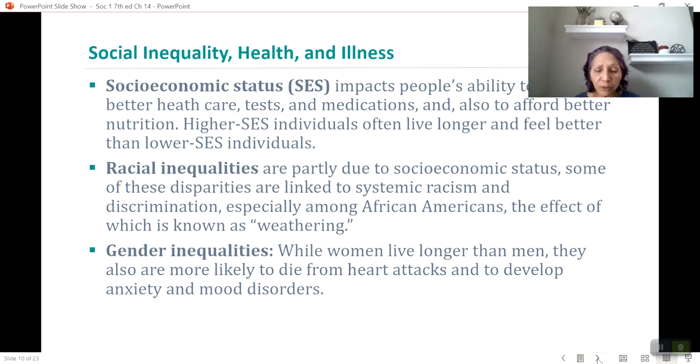And so it should not be any surprise that people who are wealthier not only are healthier by the mainstream societal standards, but they also generally live longer, and they typically feel better and look better as they age than people who are from much lower socioeconomic statuses.